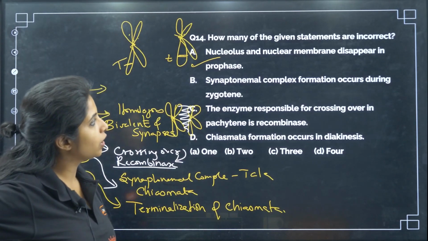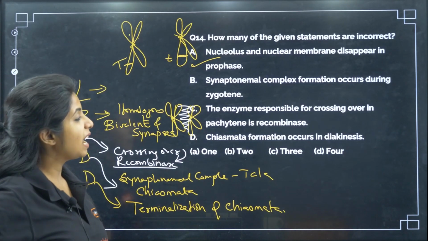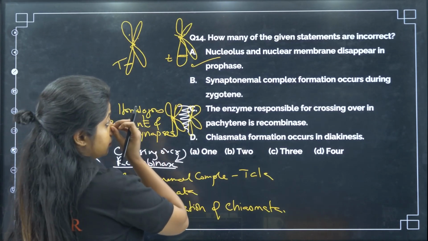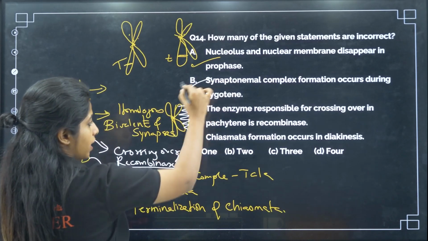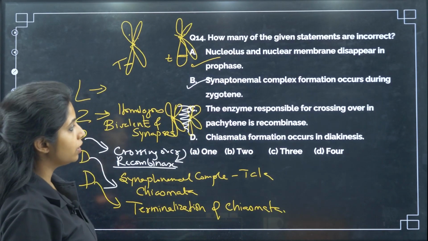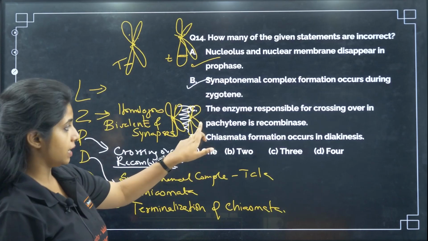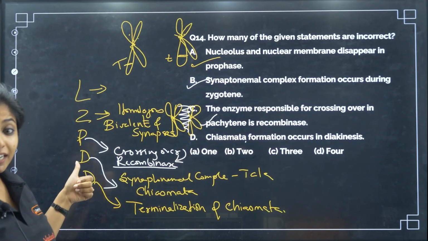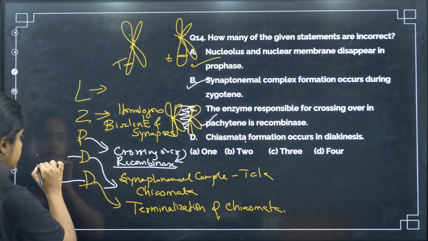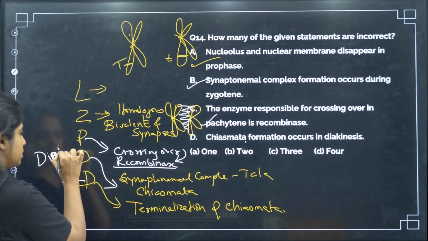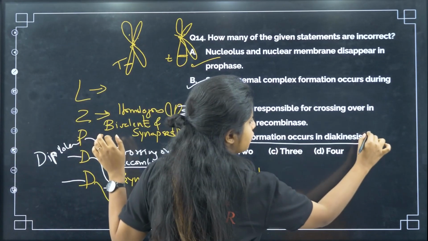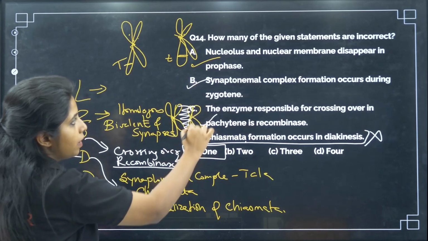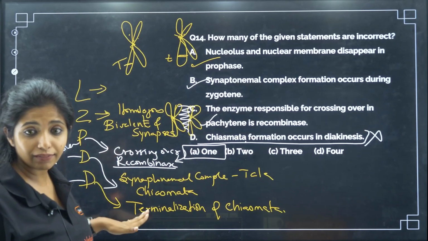Okay, now you tell me the answer. Nucleolus and nuclear membrane disappear in prophase, correct. Synaptonemal complex formation occurs during zygotene. Yes. The enzyme responsible for crossing over in the pachytene stage is recombinase. Yes. Chiasmata formation occurs in diakinesis. Chiasmata form in diplotene. This is diplotene, this is diakinesis. Last one, it dies, right? So diplotene is the stage. So this is wrong. How many statements are incorrect? Only one. Rest all of them are correct. Okay, please remember this, very important.